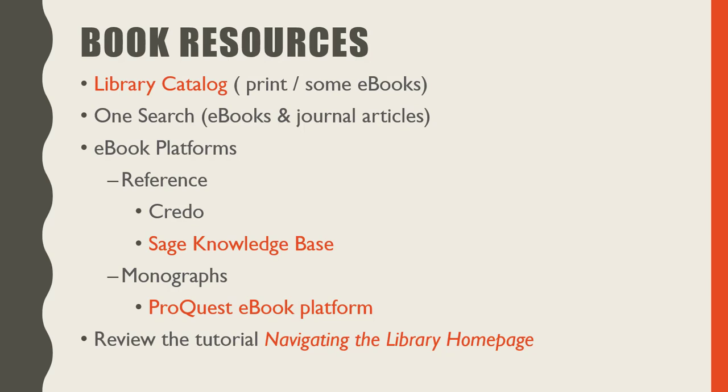And there are different types of books. We can think of reference books like specialty encyclopedias, handbooks or dictionaries, and we usually call those reference books. Or we can talk about monographs, or chapter books, and we'll find a lot of those on the ProQuest ebook platform. And I'm going to be highlighting the library catalog, the Sage Knowledge Base, and the ProQuest ebook platform when we go live into the library homepage.